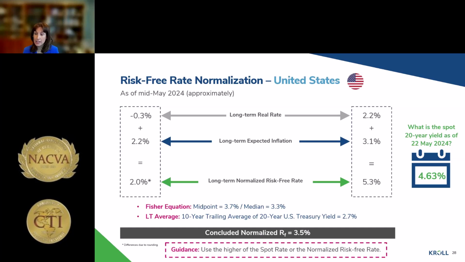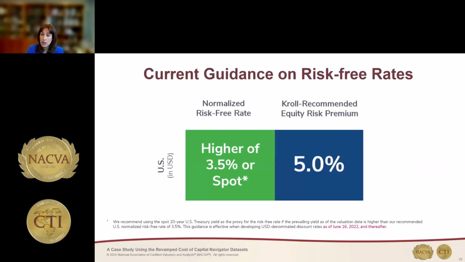Why? We're no longer in that environment of an artificially low level of interest rates being capped at that level. So we are still going to look at the normalized rate every month, but currently we're recommending not to use the normalized risk-free rate when you're using our recommended ERP. So you should use the spot. And we usually tell people to look at the 20-year US Treasury yield, even though some people prefer to use a 10-year and some people prefer a 30-year yield. So this is our current recommendation.